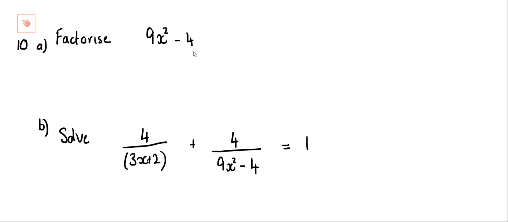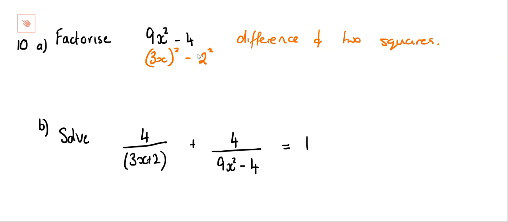If we factorise that, what's it called? Difference of two squares. So it is the difference of two squares. Right, and we know then that 9x squared is actually 3x all squared minus 2 squared. Okay, so there's the difference of the two squares. So now we therefore know it's 3x plus 2 times 3x minus 2. Okay?